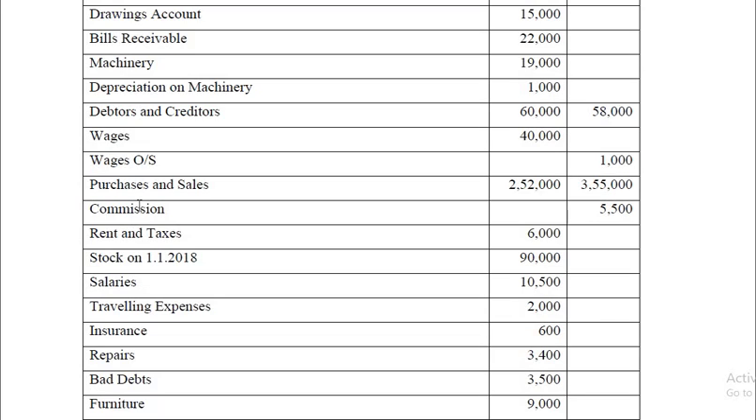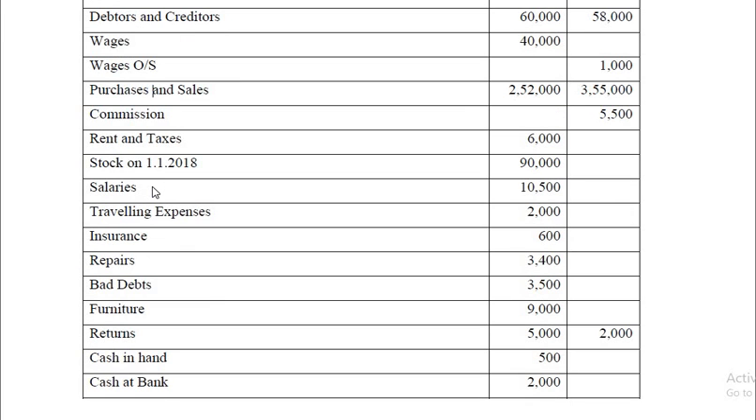Debtors, balance sheet asset side, minus reserve for doubtful debts. Creditors, liabilities side of the balance sheet. Wages should come to trading account. Outstanding wages, this is a representative personal account. This will come to the liability side of the balance sheet. Only one treatment. If it is given in the adjustment, first it should be added to wages in the trading account and then it should be shown on the liability side of the balance sheet.